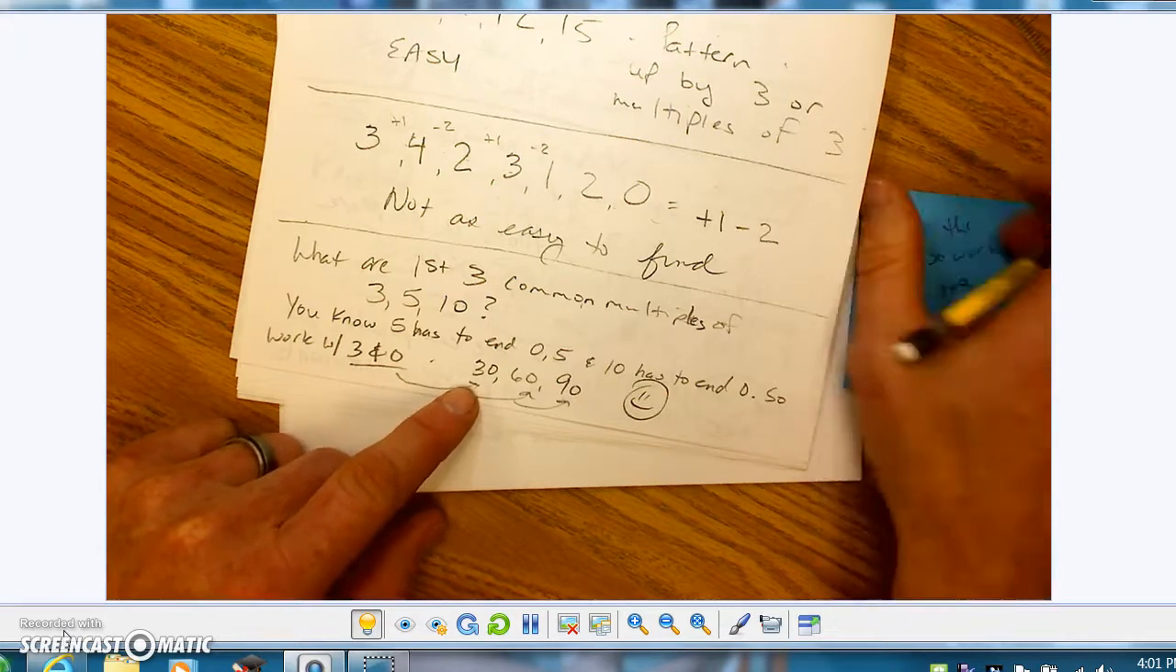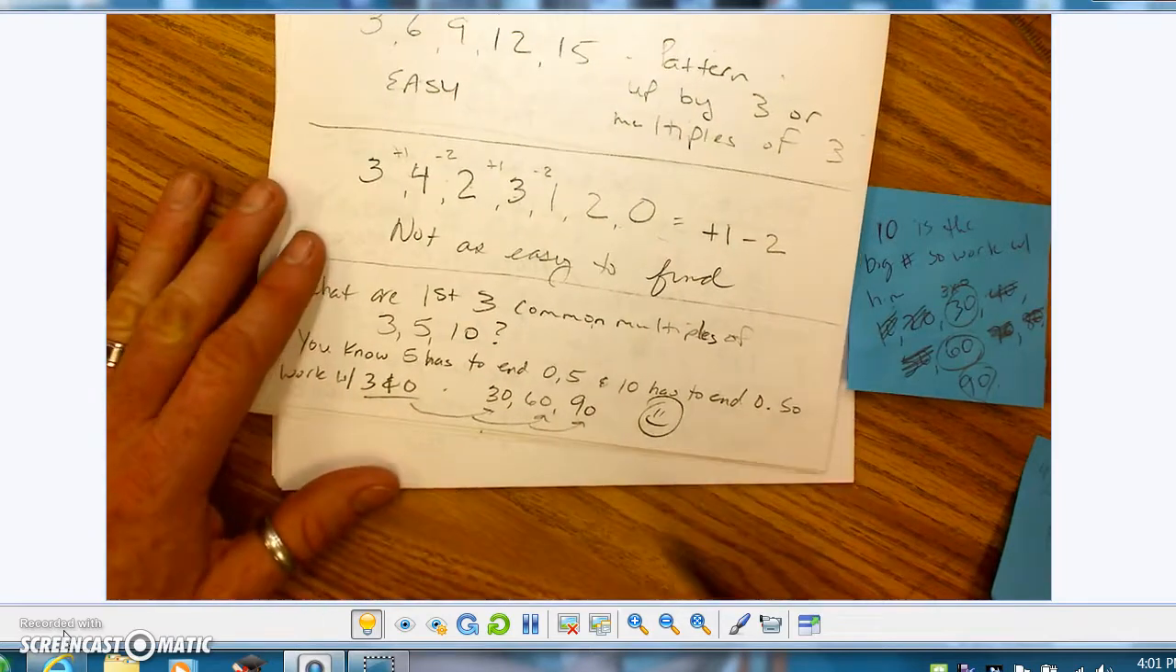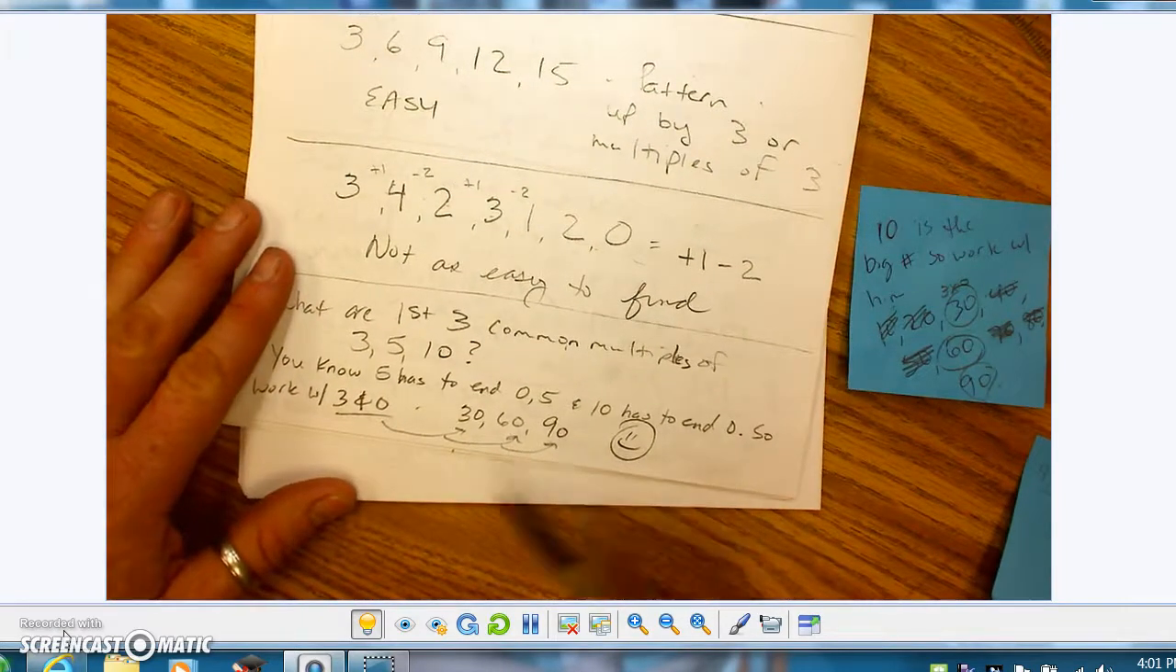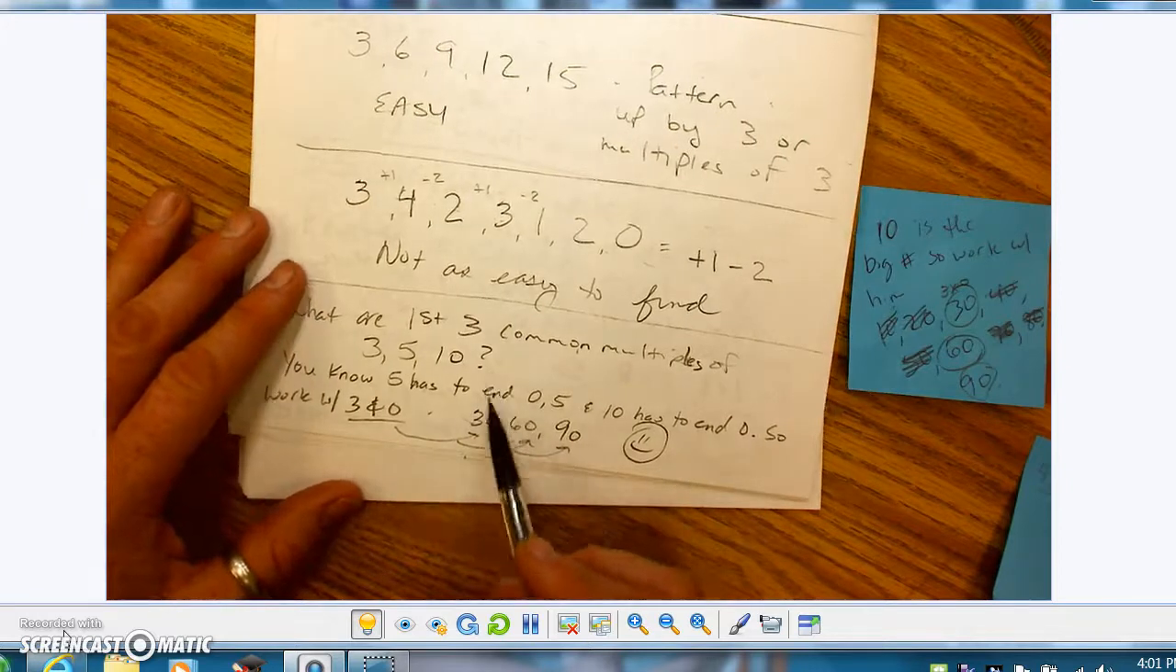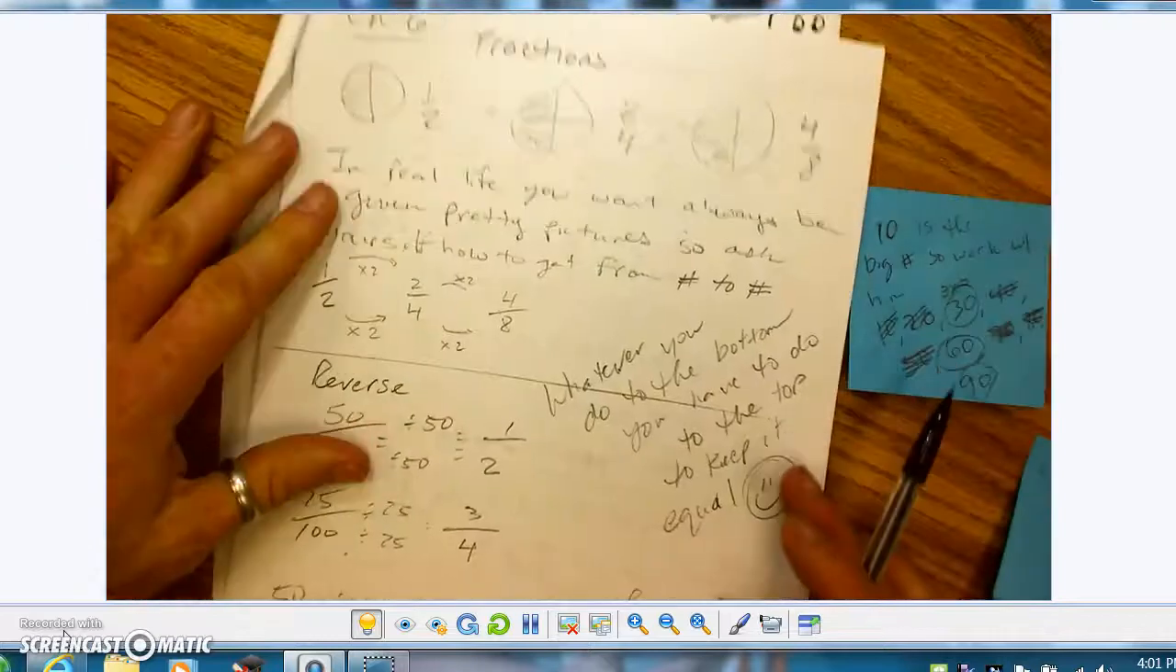Easiest way to do it is focus on your big guy, because he's the one that's going to make things jump high, like 10, 20, 30, 40. If it was a 15, I'd go 15, 30, 45. Get the idea. All right, fractions.